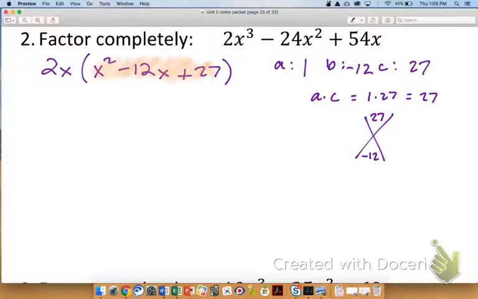Negative 3 and negative 9. So Bray, you were right on the cusp there of having that. If we just made them both negative, it would perfectly fit what we're trying to do. Does that make sense? Okay, so now I'm going to use my box.